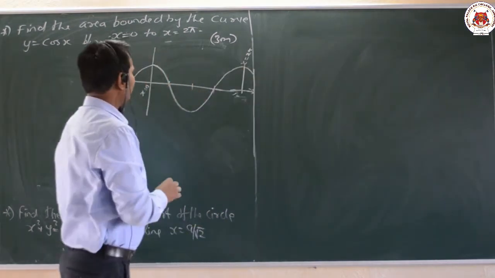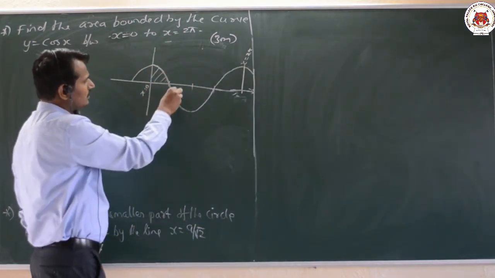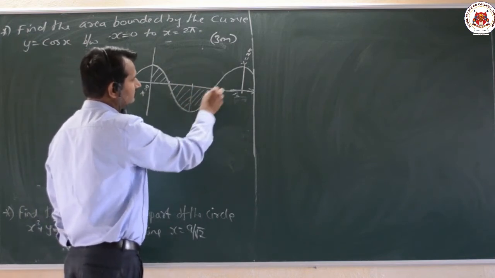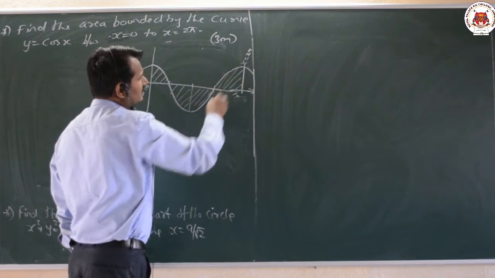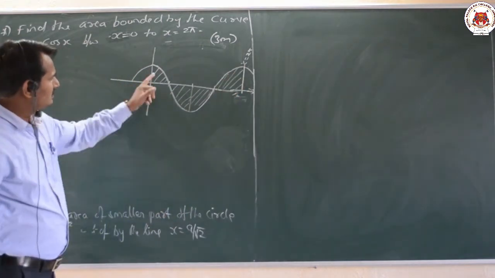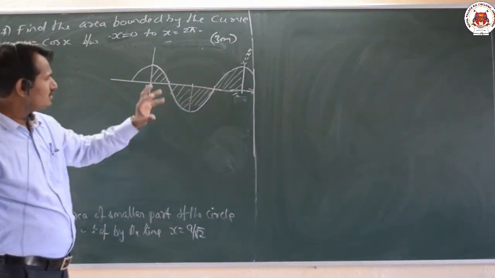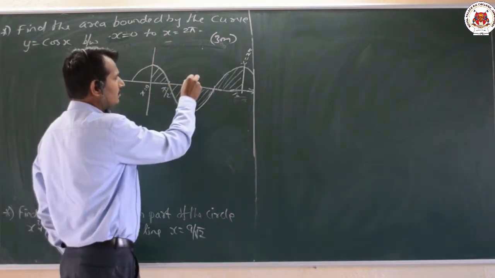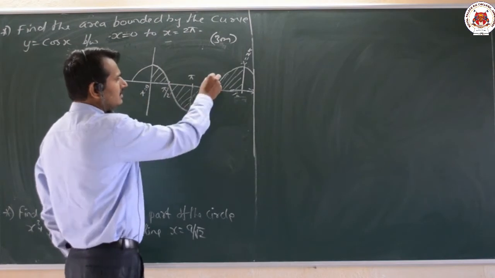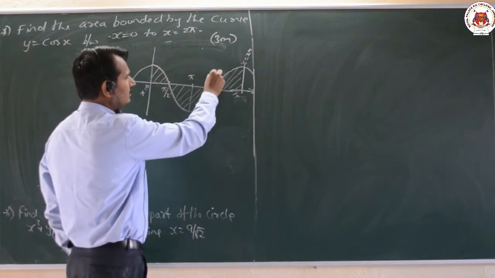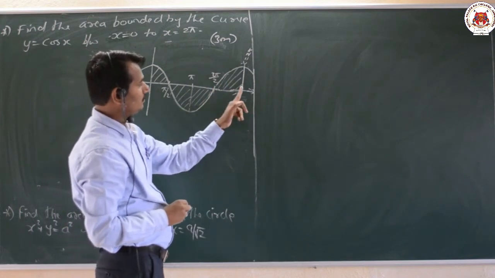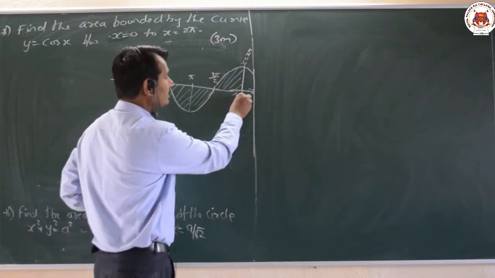That means I require to find the area of this whole sector. Each and every part we would have to look at: first 0 to pi by 2, then 0 to pi, then 0 to 3 pi by 2, then pi to 3 pi by 2, then 3 pi by 2 to 2 pi, like this all the values we have to check.